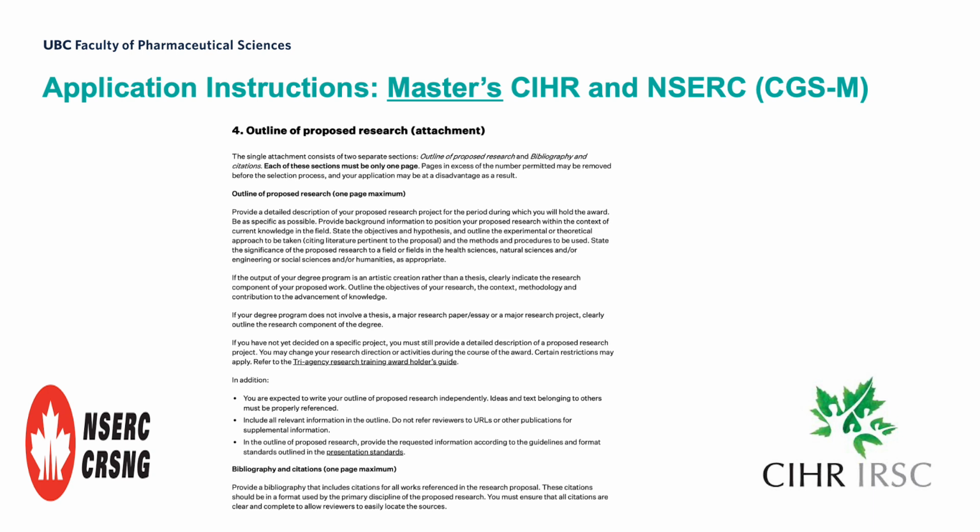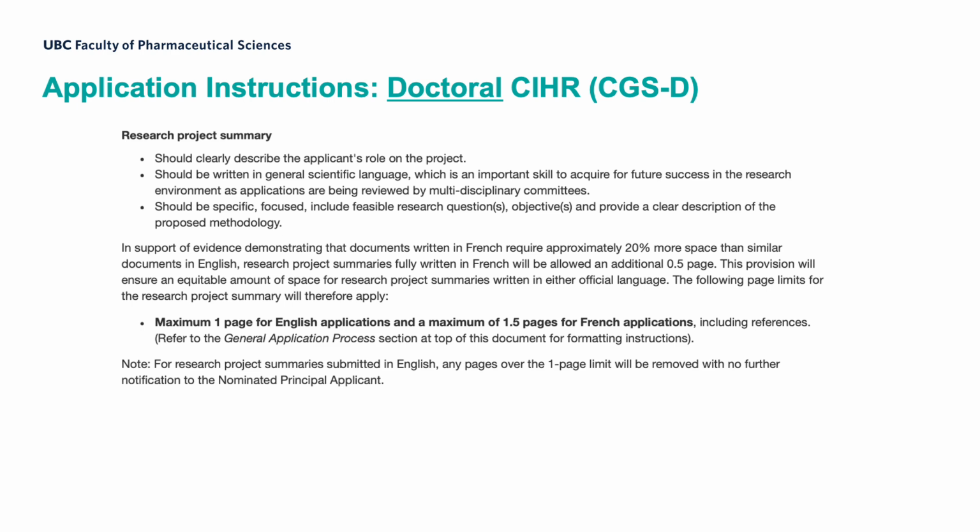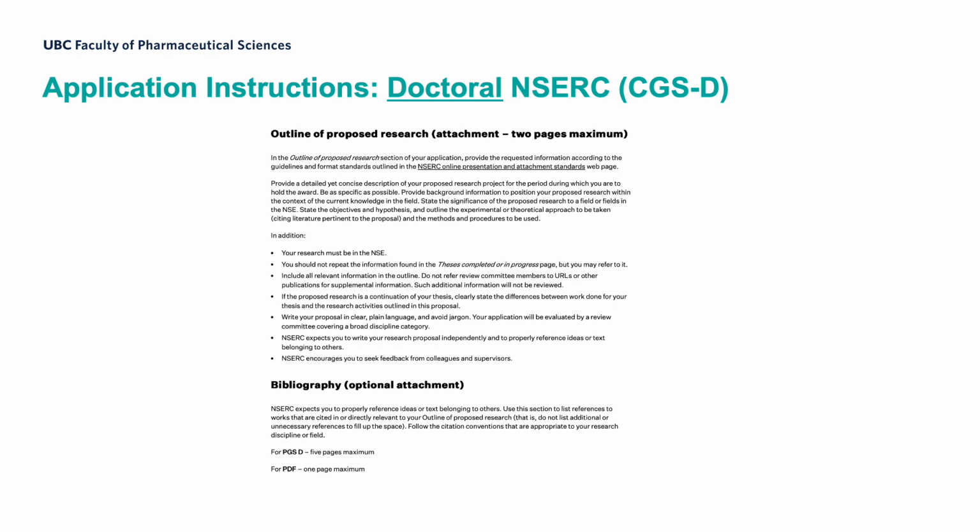So this is just a copy of the instructions for the Masters, so the CGS-M for both CIHR and NSERC. At the Master's level, the CIHR and NSERC have the same instructions for the one-page research proposal. These are the instructions for the CIHR Doctoral Award, so that's the CGS-D, which they again call the Research Project Summary. And then lastly, for the NSERC CGS-D and also actually the PGS-D, because it's the same application, this is termed also the outline of proposed research, but in this case, the major difference between the other ones is that the NSERC Doctoral Awards allows for a 2-page summary.